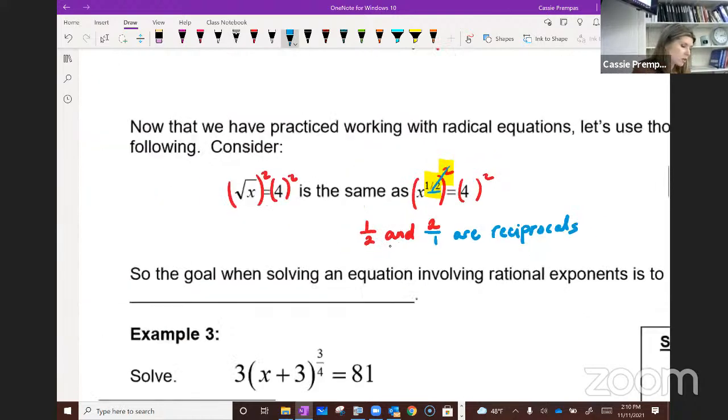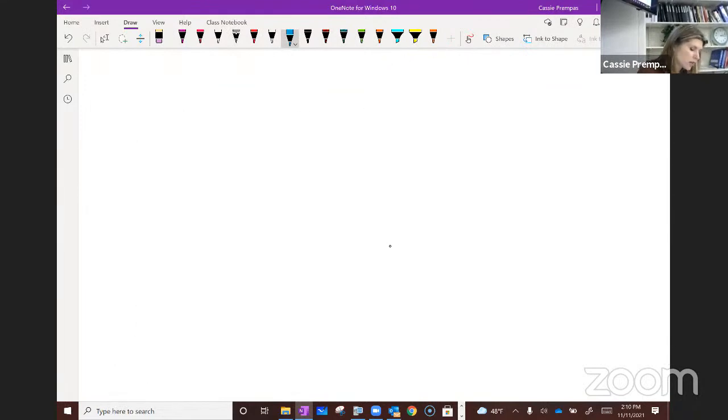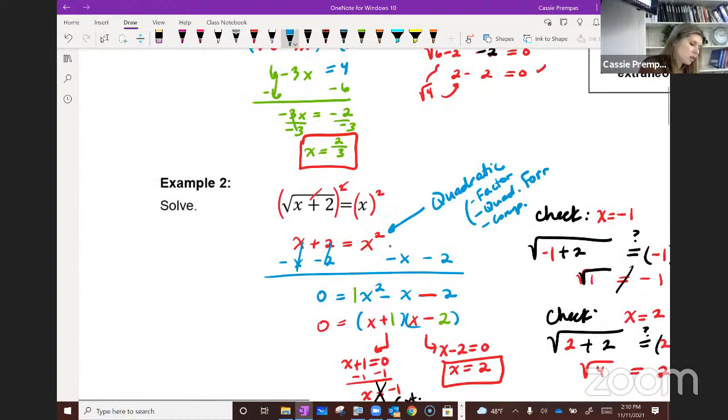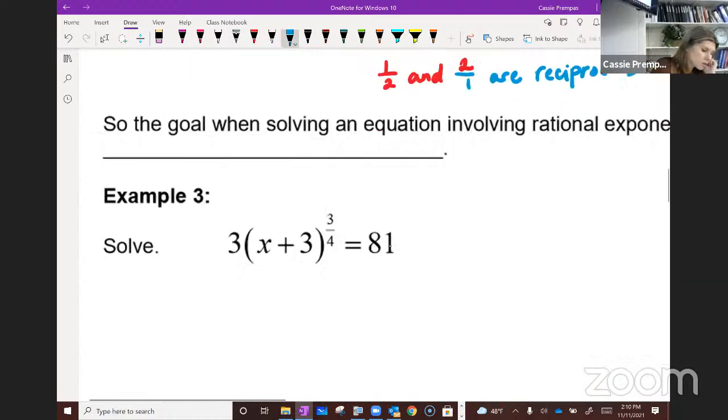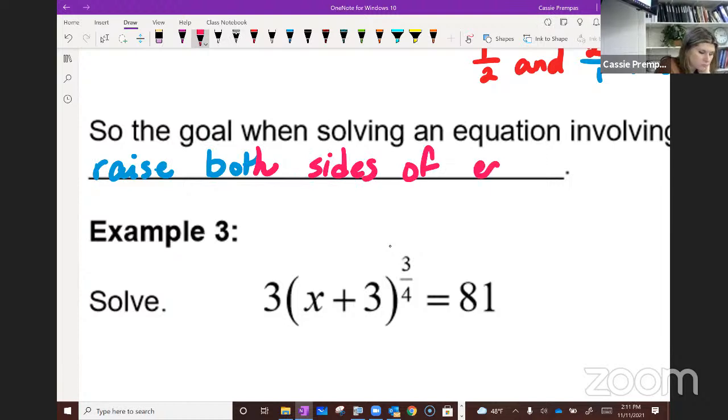Yeah. So the goal when solving an equation involving a rational exponent is to raise both sides of the equation to the reciprocal power. So go ahead and write that in there. It's to raise both sides of the equation to the reciprocal power.